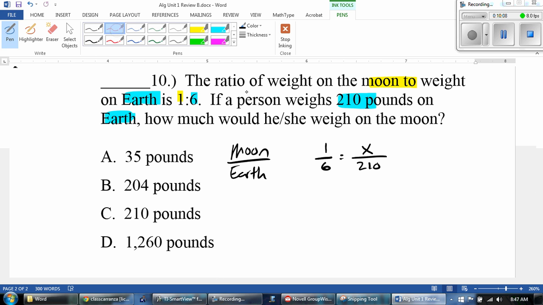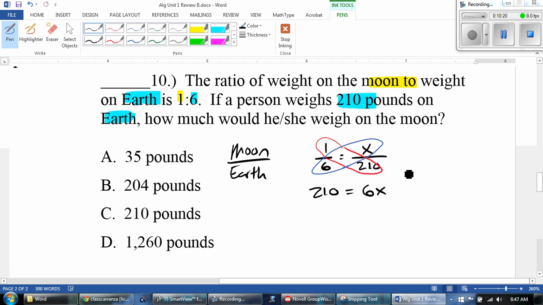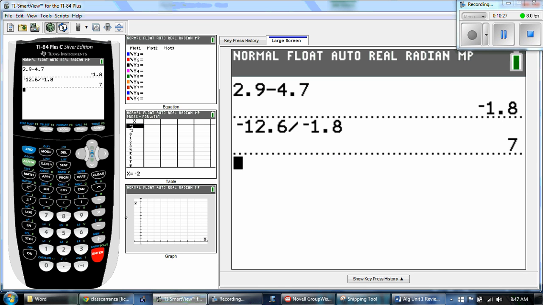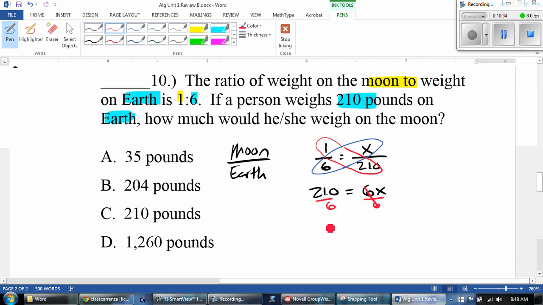Okay? So now that we've set it up, we can see that we need to cross multiply. So we get 210 equals 6x. Divide by 6. 210 divided by 6, we get 35. So that answer is A.